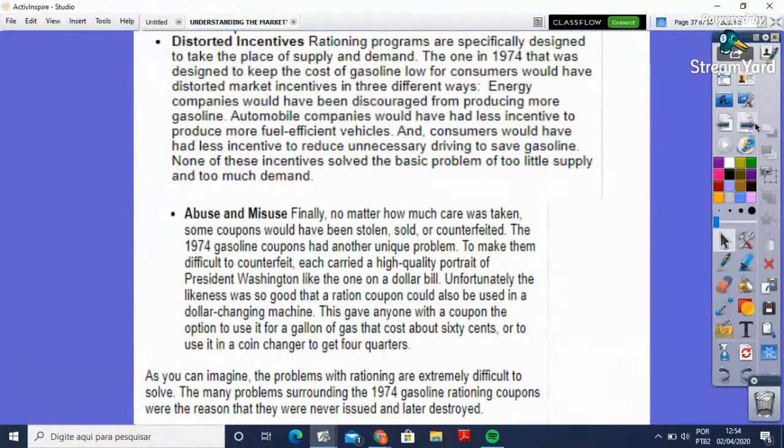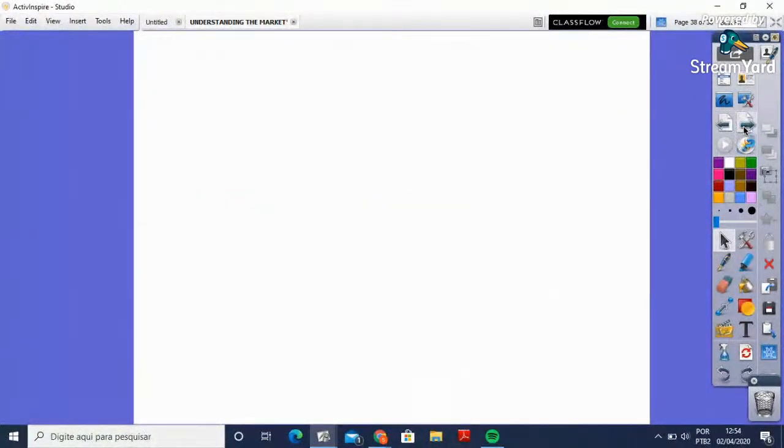Something else that went wrong is distorted incentives. What is this? Automobile companies had less incentive to produce more fuel-efficient vehicles. I mean, why even try? On the other hand, consumers would have less incentive to reduce unnecessary driving to save gasoline. Since I have the same amount always, why should I even bother? We had abuse and misuse, of course. People were stealing coupons, they were selling coupons, and this was another factor that was very negative. Okay?